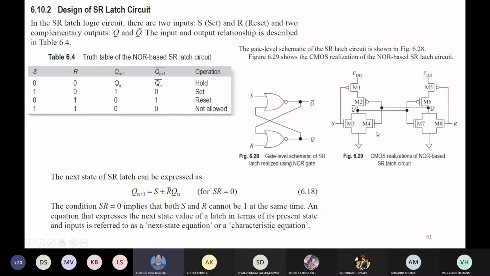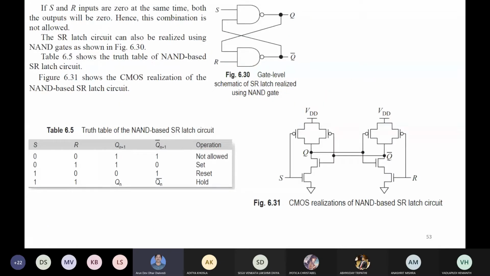And similarly, the other input is from here. Whatever output is coming from this NOR is given as an input to the left side NMOS of the second NOR and this PMOS. So in this way it is designed, and in a similar way we can apply the logic for the NAND gate based SR latch if you are designing it.